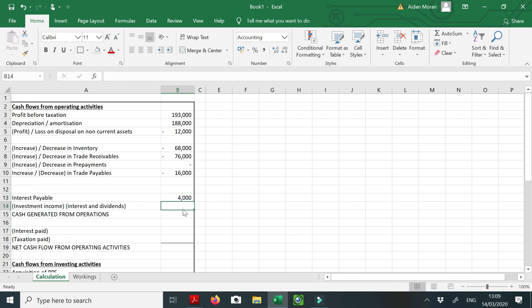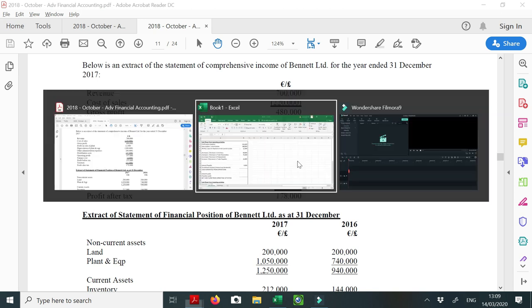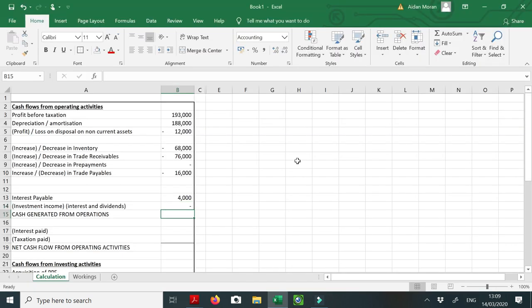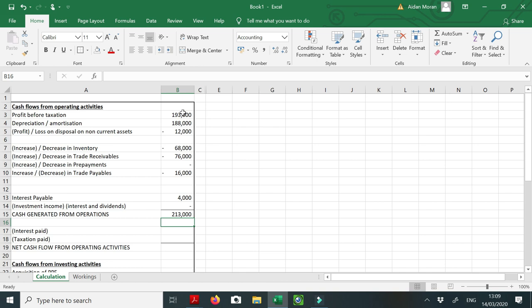I've got no income. I would have seen income down here and added to the operating profit. There is none in this question. So I'm going to add up all of the sum. So it's going to be cash generated from operating activities. It's going to be 213. Tax paid for the moment.